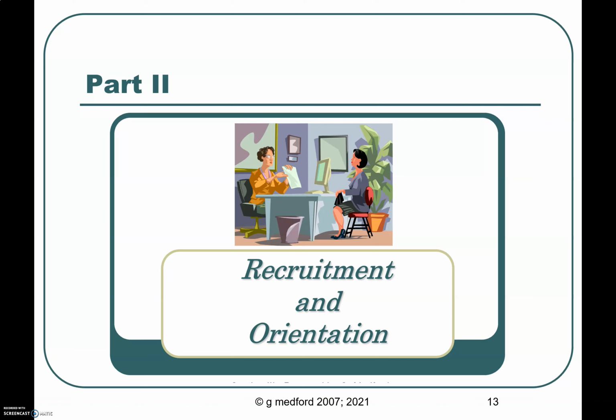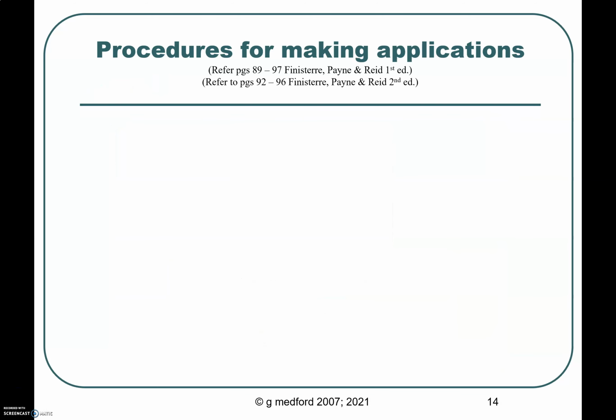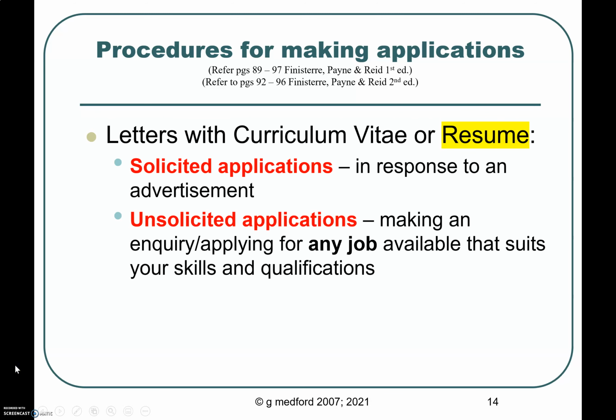Now we're moving on to part 2 of the video series on recruitment and orientation. In this part 2 of the video series, we're going to look at procedures for making applications. And in general, there are 3 ways that we can make applications for jobs.